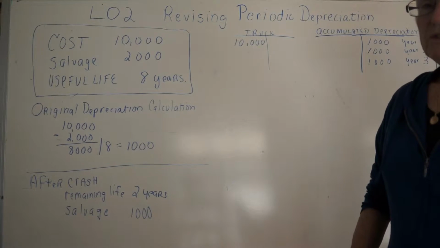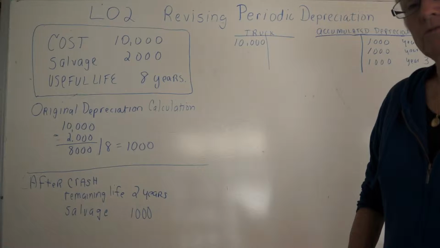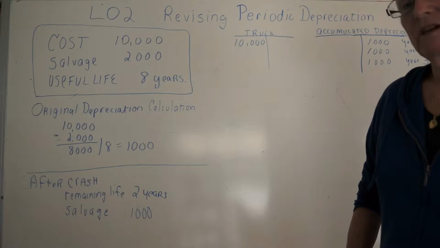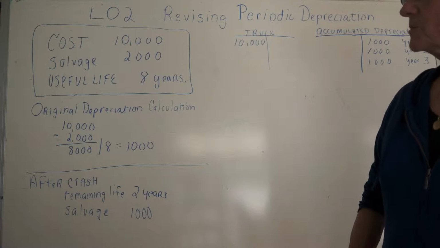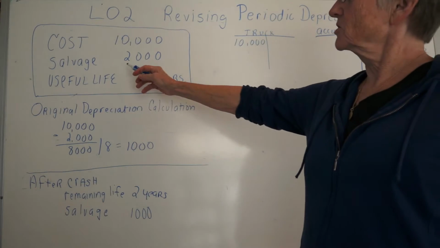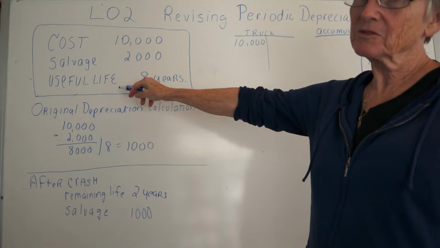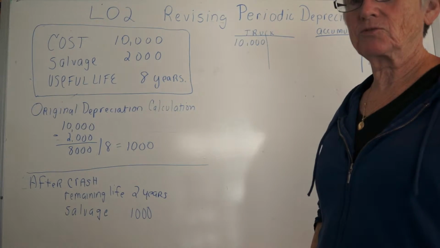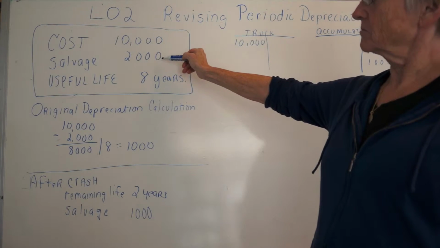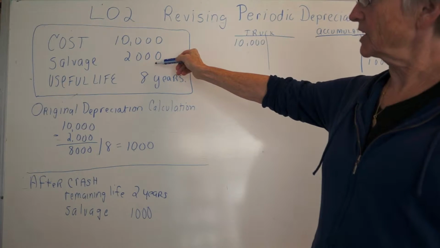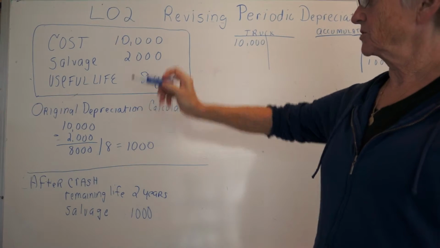You know how to calculate depreciation expense, we have to learn how to revise that estimate. Because the original depreciation expense was based on an estimated salvage value and an estimated useful life. And estimates can change. And so that's what's happening here. I'm assuming that a truck cost $10,000. It originally was estimated to have the salvage of 2 and a useful life of 8 years.